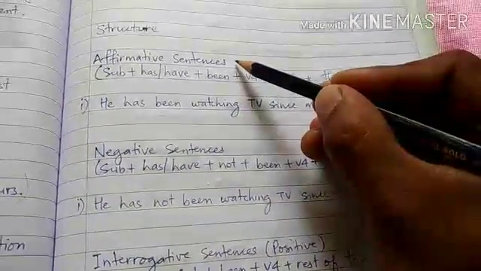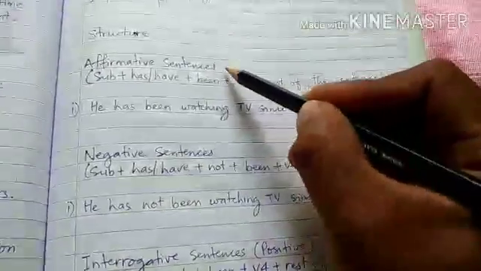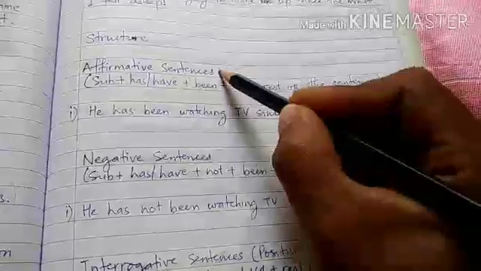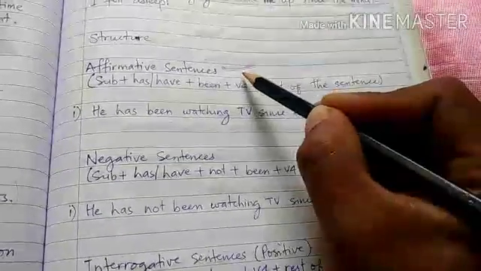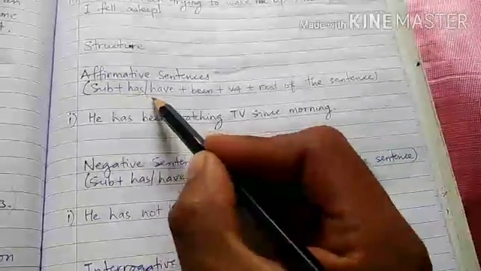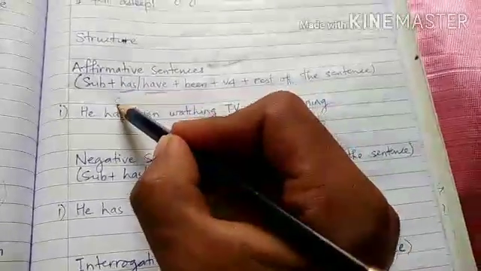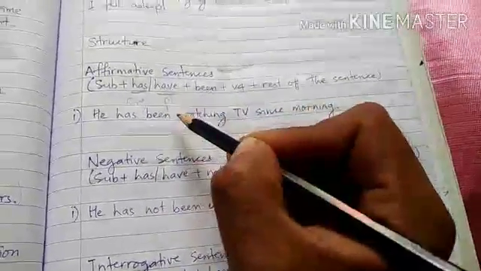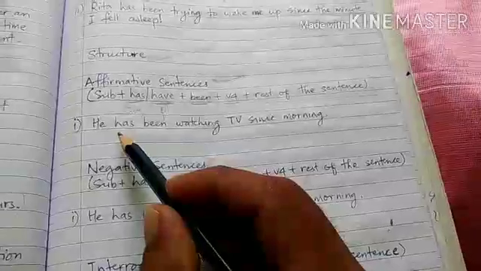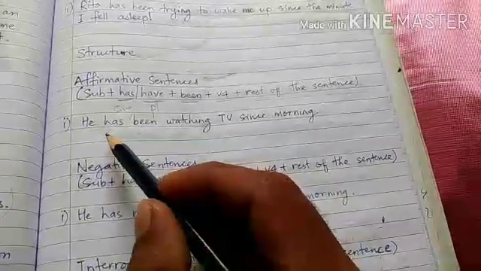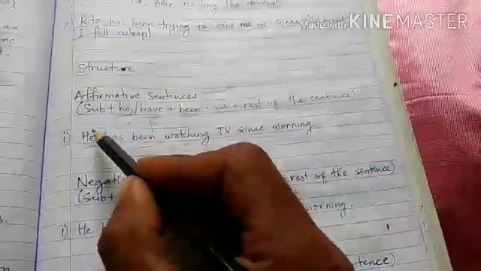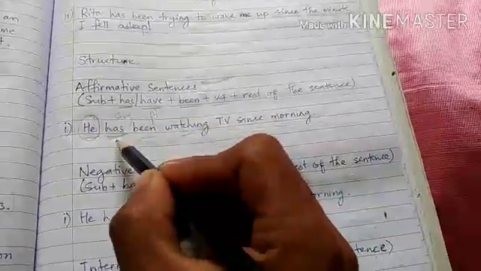Now we will move ahead with the structure of sentences in different forms in the present perfect continuous tense. At first, the structure of affirmative sentences, which I have already told you also. Now here we will have a look over it again. Subject plus has or have. Has is used if the subject is singular, and have is used if the subject is plural. After that, been plus V-ing plus rest of the sentence. I have taken the same example from the uses of the present perfect continuous tense. Here, he has been watching TV since morning. Subject plus has plus been plus V-ing plus rest of the sentence. The subject is he here, so it is singular. That is why we have used has.